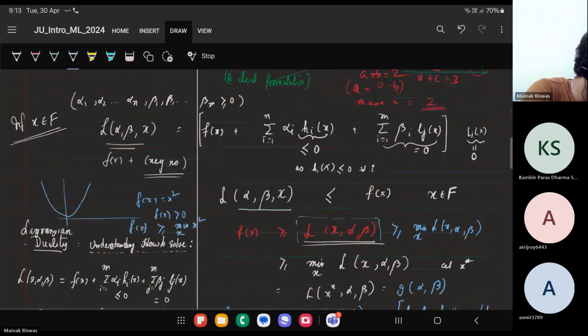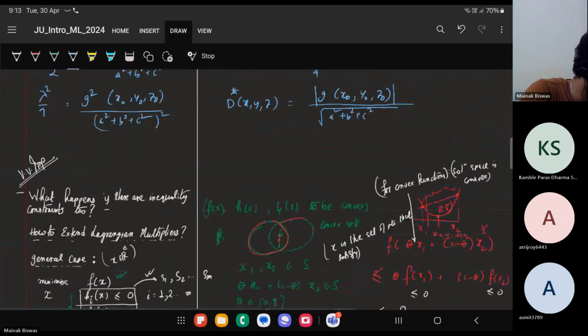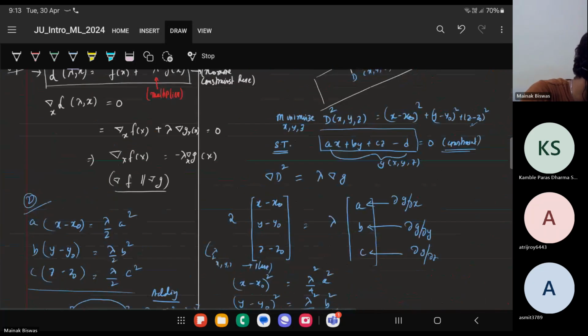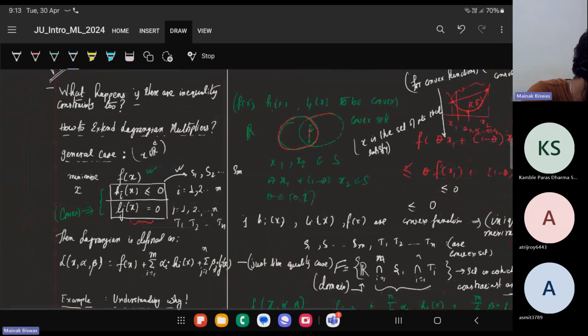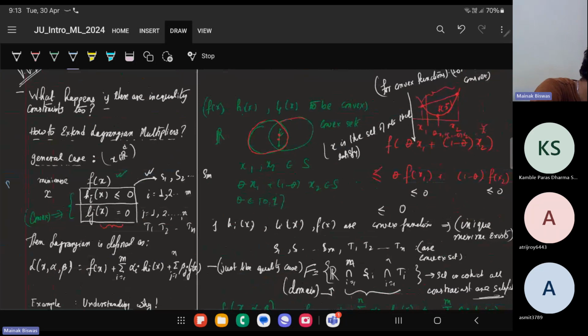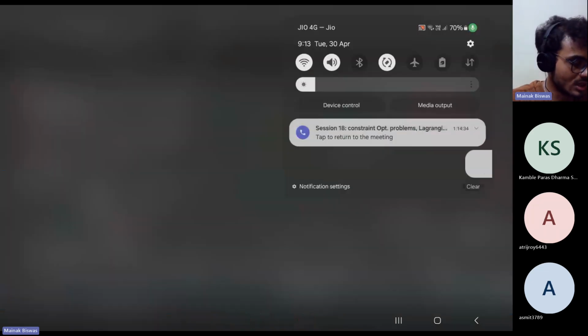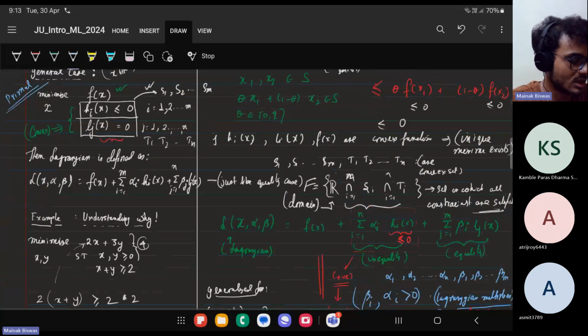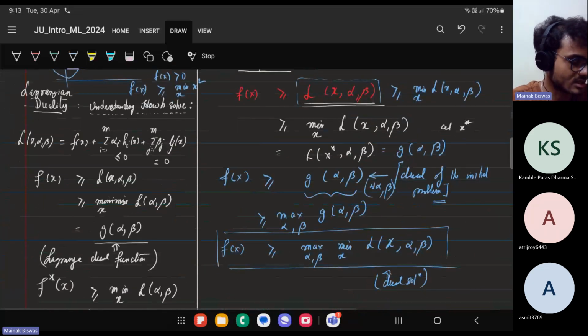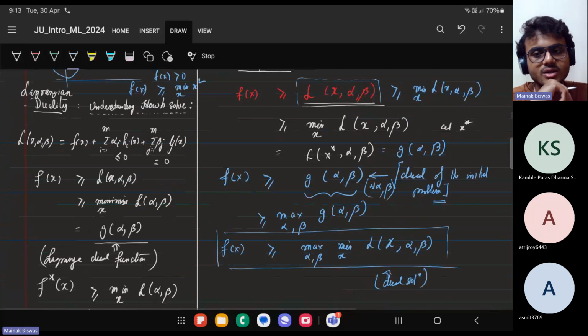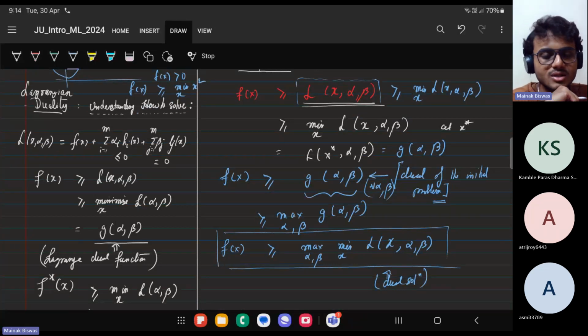This is called the primal solution. The primal setup, and its solution is the primal solution. The dual setup, and its solution is the dual solution. Okay, so this is the dual form of the primal.